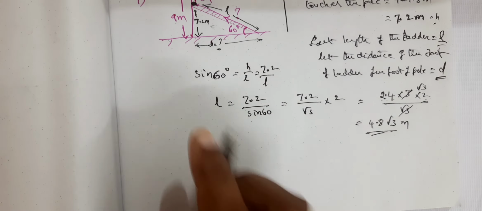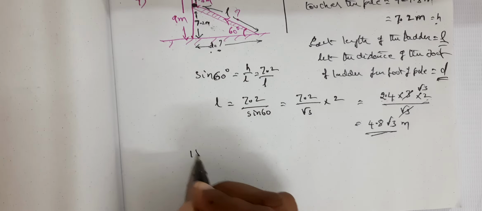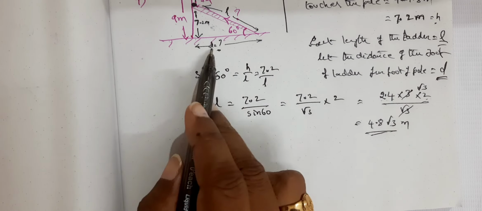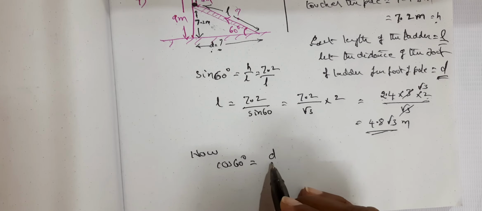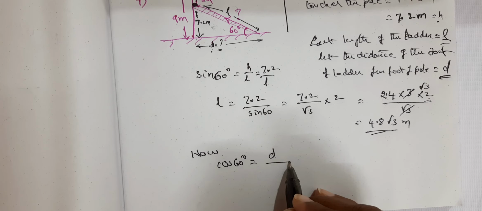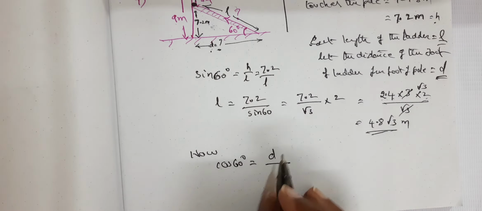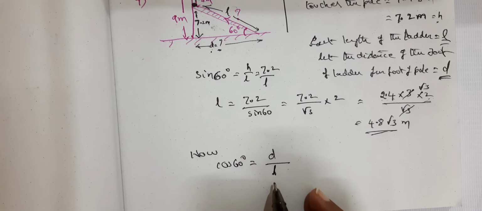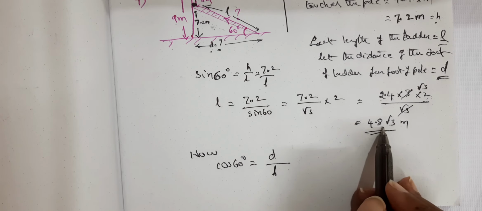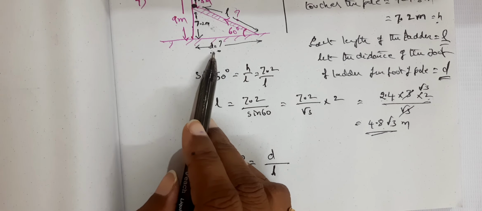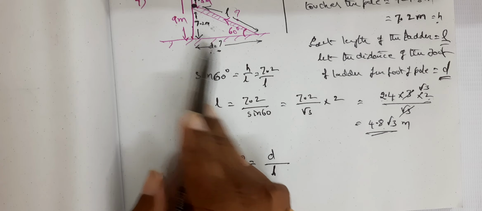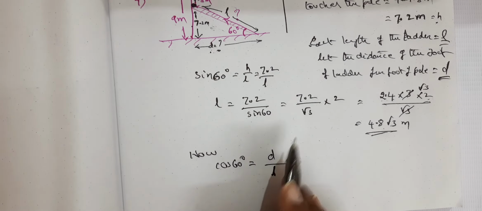Now what else do we have to find out? D. D is the adjacent side. So we use cos 60 is equal to D by the hypotenuse L. I can use cos 60 because L is available. Or else I can also use the adjacent side with tan 60 or cot 60. I can use anything, right? So let me do it like this.